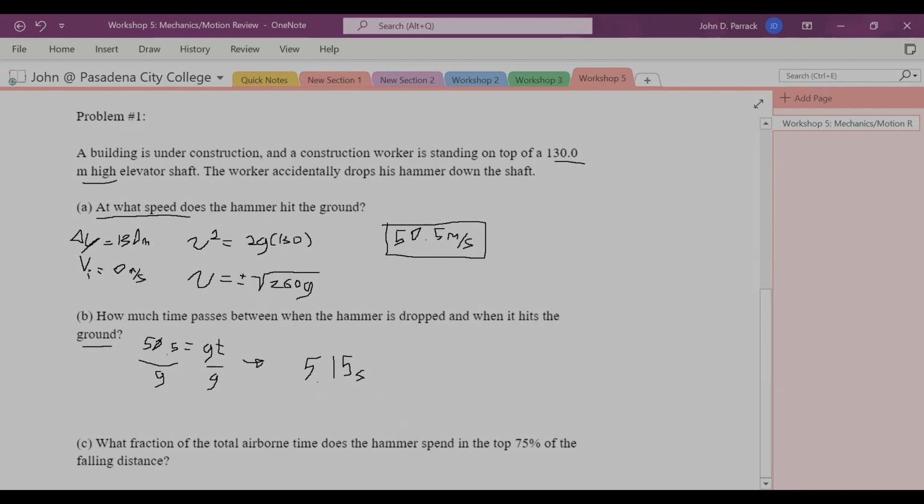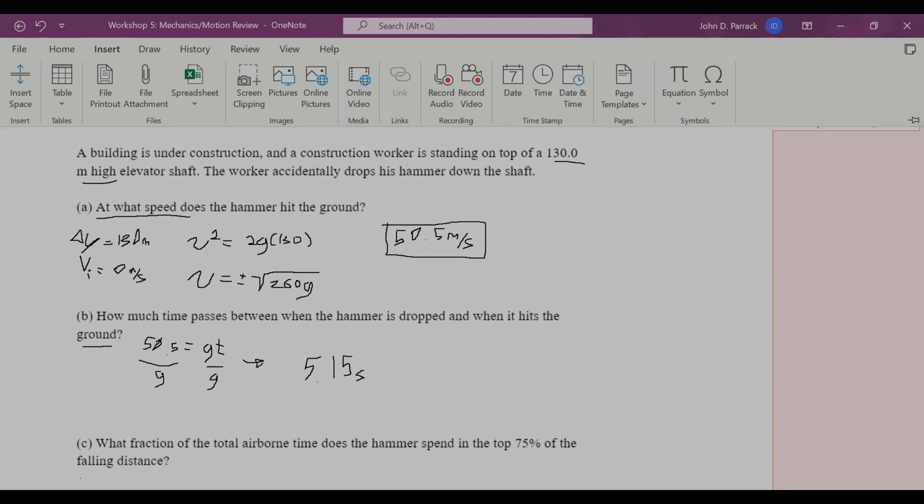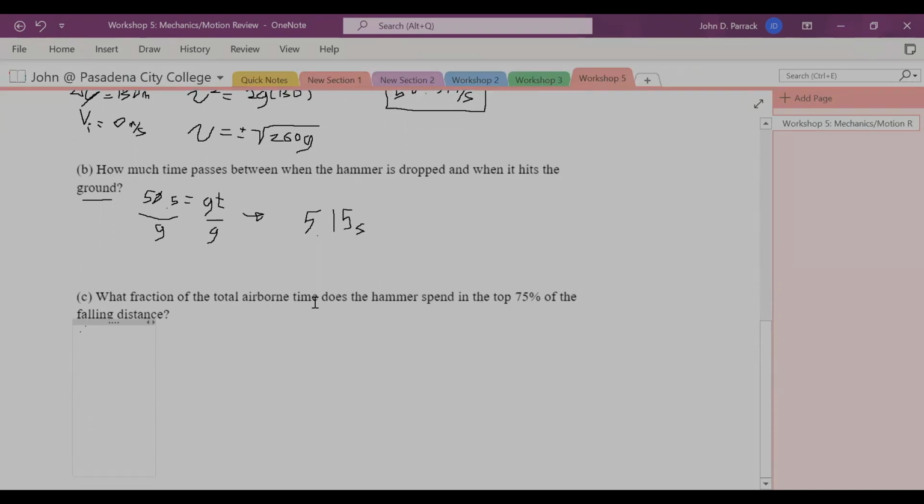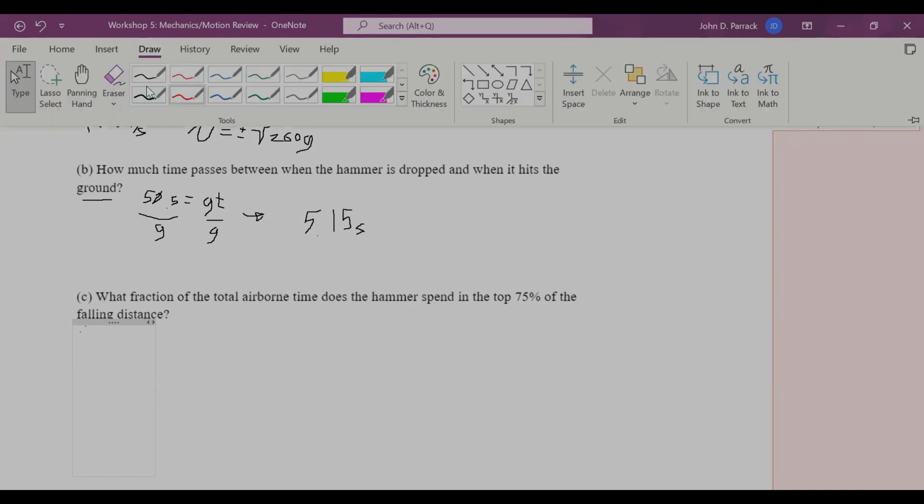Let's check the next one. Let me give myself some space here. Do an insert. Okay. So it says, what fraction of the total airborne time does the hammer spend in the top 75% of the falling distance? Okay. Oh, I love this one.